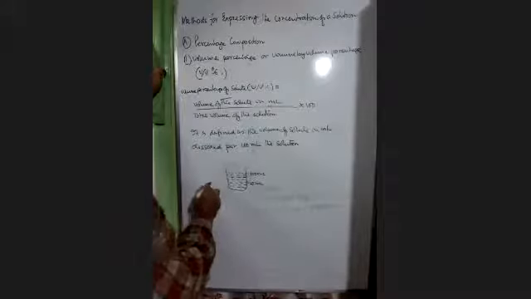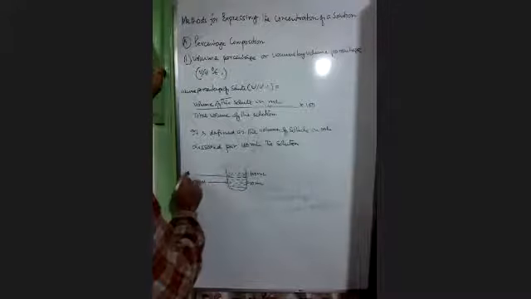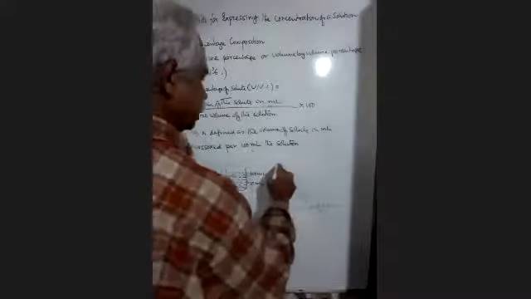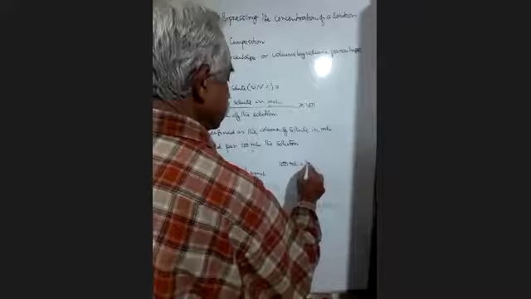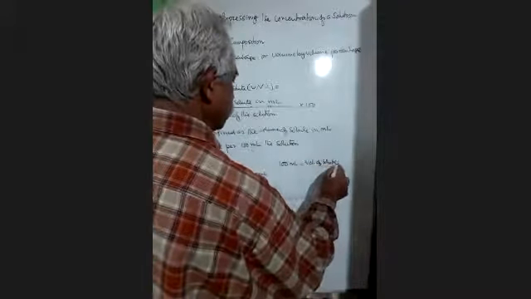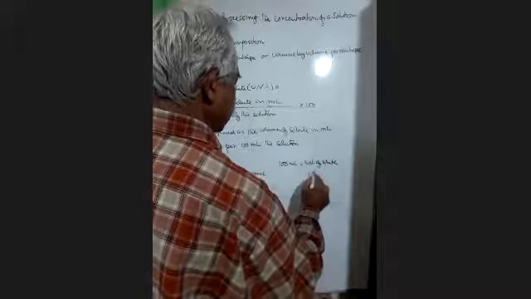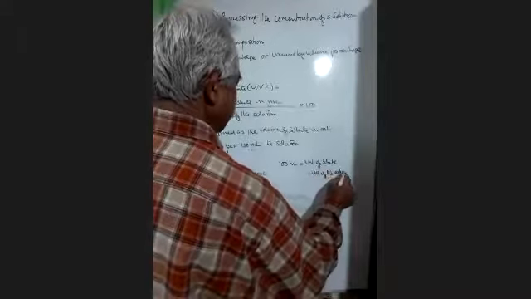So what you have here now? Here you have solvent and solute. So in this case, what will happen now here? 100 ml will be equal to the volume of solute plus the volume of the solvent.